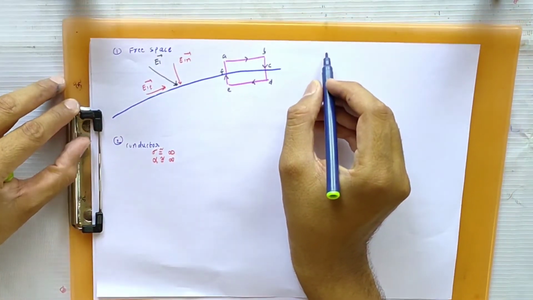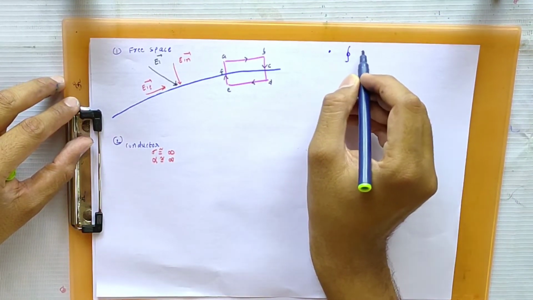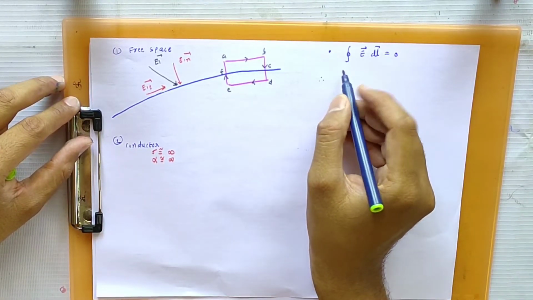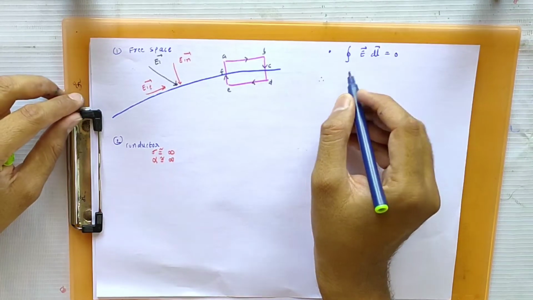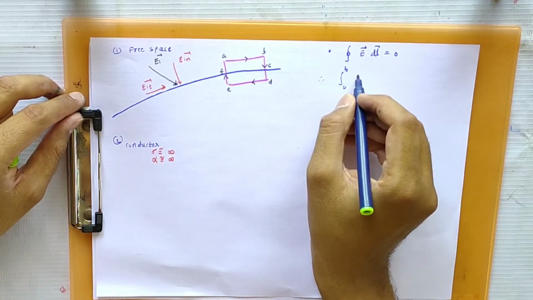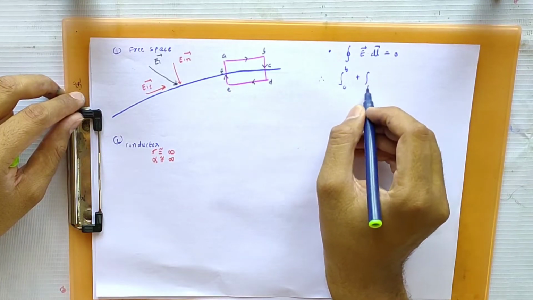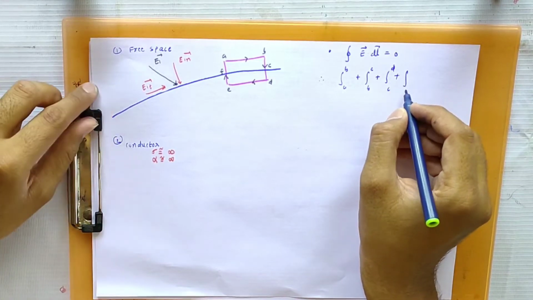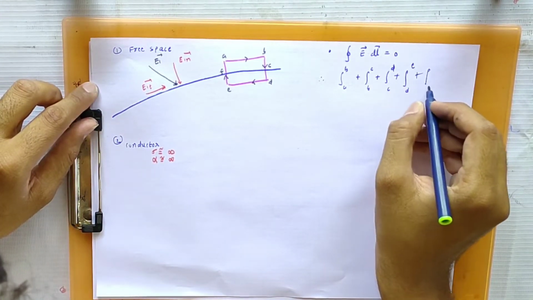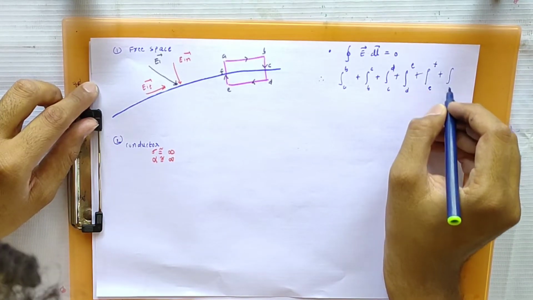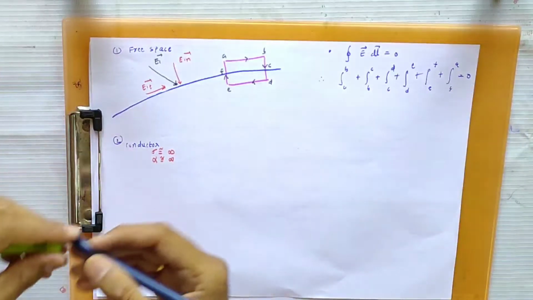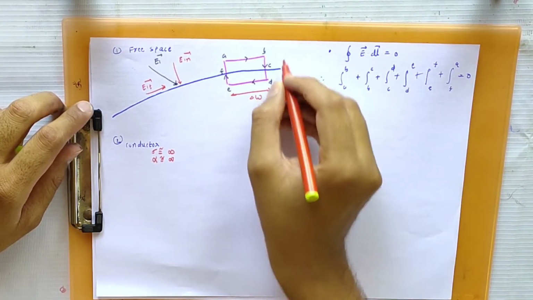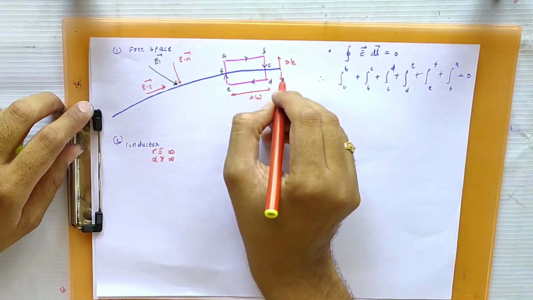Using the Maxwell equation, the integral of E dot dl is equal to 0. We split this equation into a total of six parts: A to B, plus B to C, plus C to D, next D to E, E to F, and finally F to A, equals 0. The width of this loop is delta W and the height is delta H.